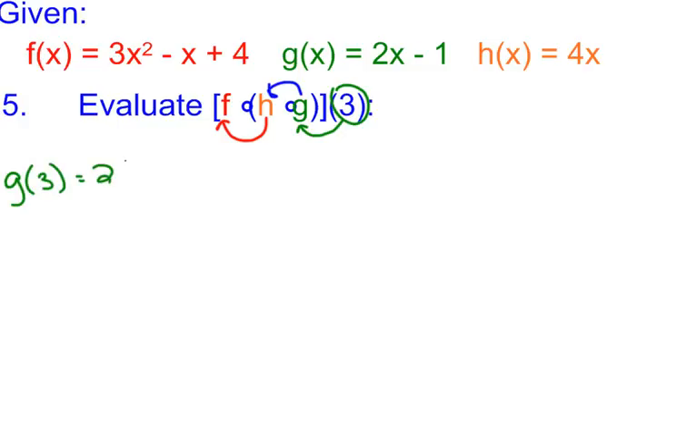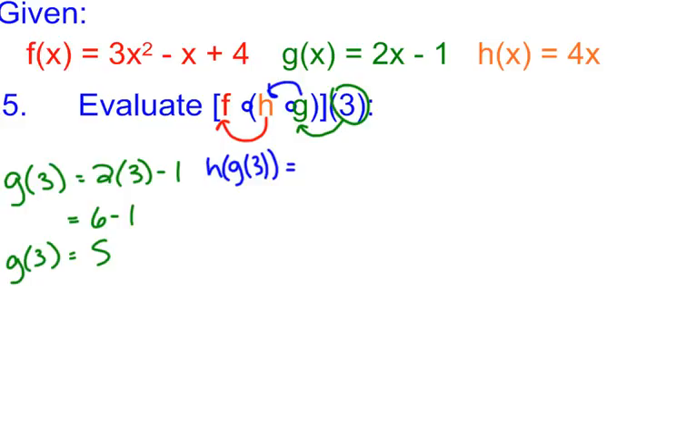So I take my g equation, and where the x is, I'm going to put a 3. So I find g of 3 to be 5. Then I'm going to take my h equation. So now I'm finding h of g of 3. And wherever in my h equation there's an x, I'm going to put a 5. So it's 4 times 5. So h of g of 3 equals 20.